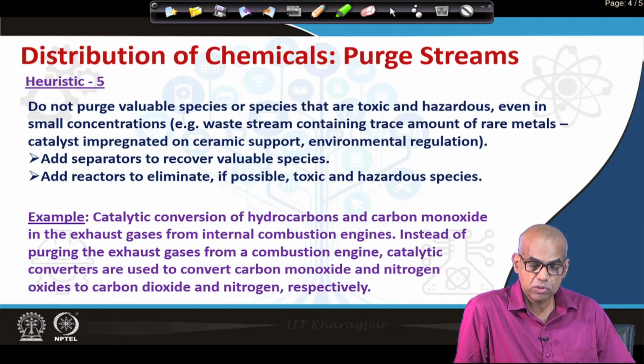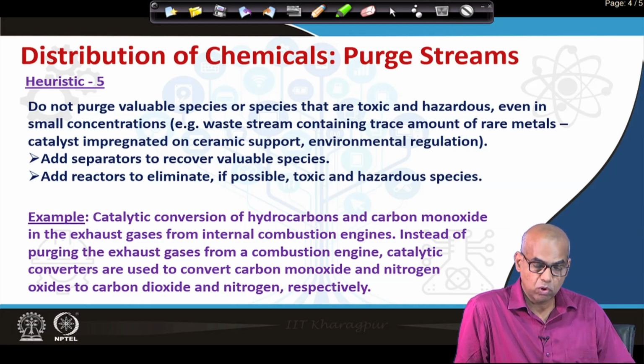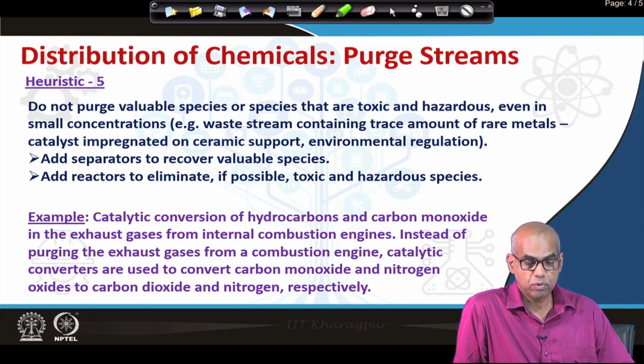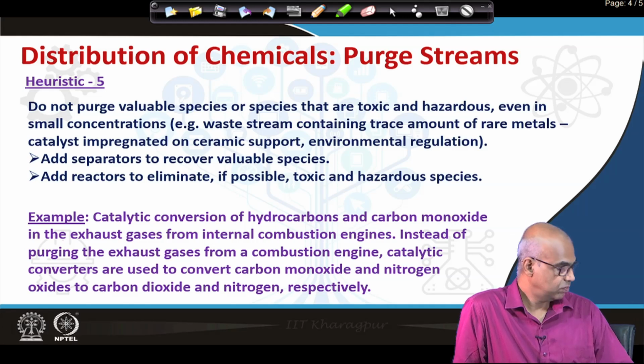Catalytic conversion of hydrocarbons and carbon monoxide in the exhaust gases from internal combustion engine. Instead of purging the exhaust gases from a combustion engine, catalytic converters are used to convert carbon monoxide and nitrogen oxides to carbon dioxide and nitrogen respectively. So, you do not use purge. Instead, we use catalytic converters to convert carbon monoxide and nitrogen oxides instead of releasing them to the environment.